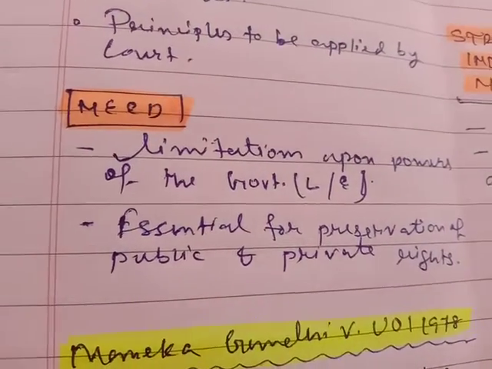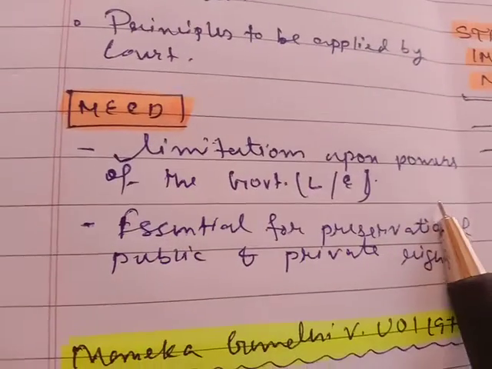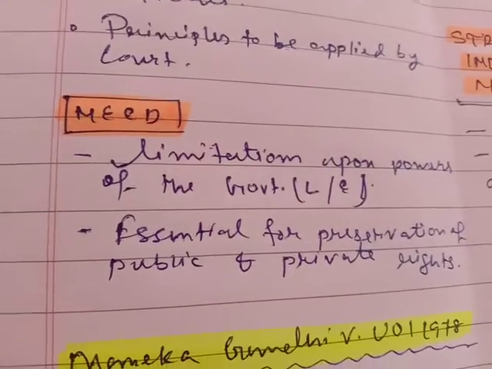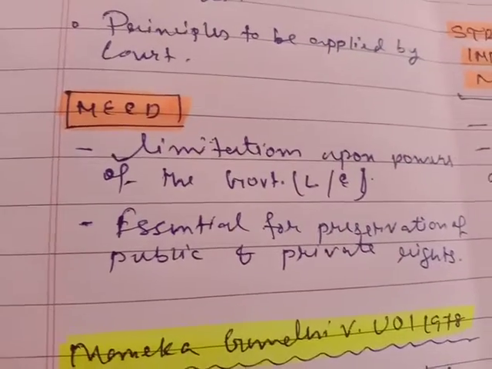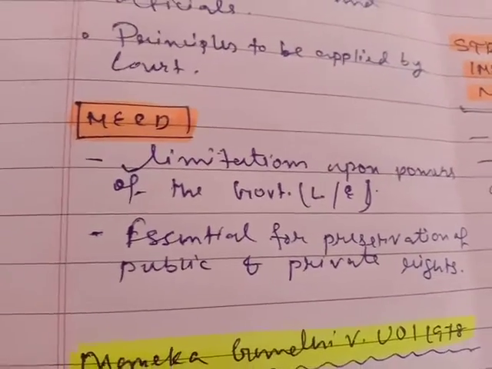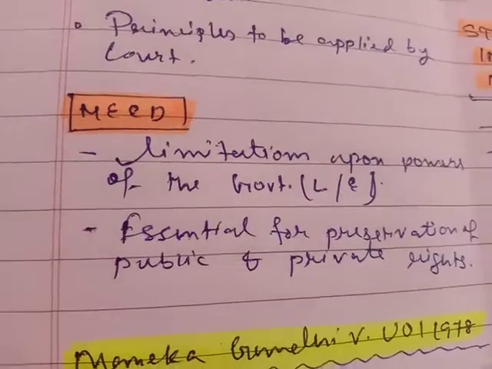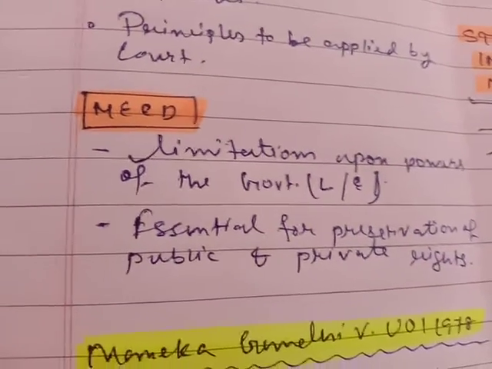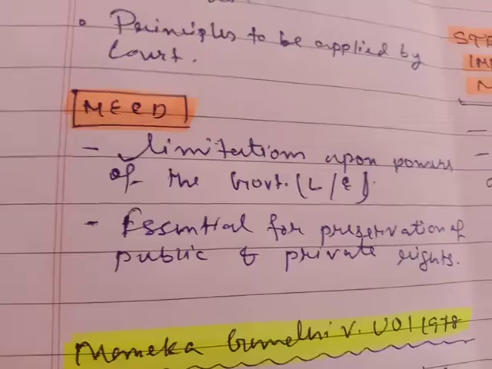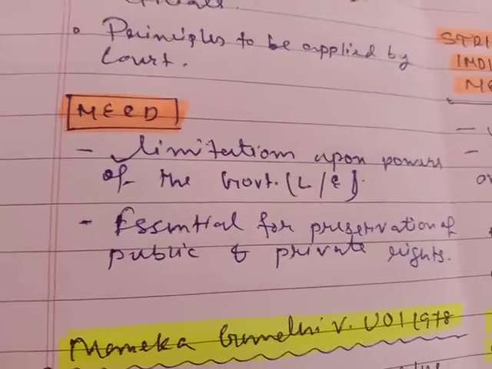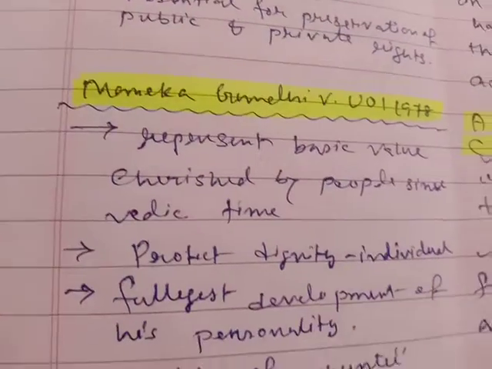There's always conflict between individual rights and social needs. Sometimes my individual right might conflict with social needs. Sometimes it is better for larger interest than my own individual interest. So there needs to be a strike, a balance between both individual rights and social needs. Done. Then Nagar versus Union of India.